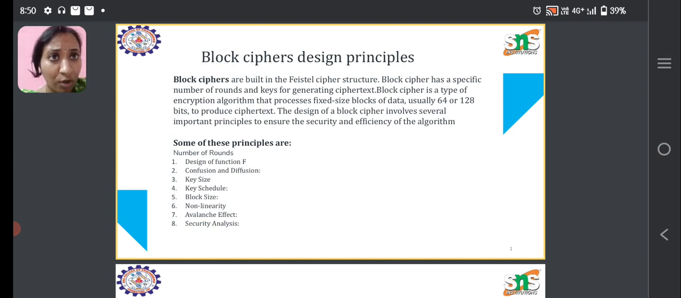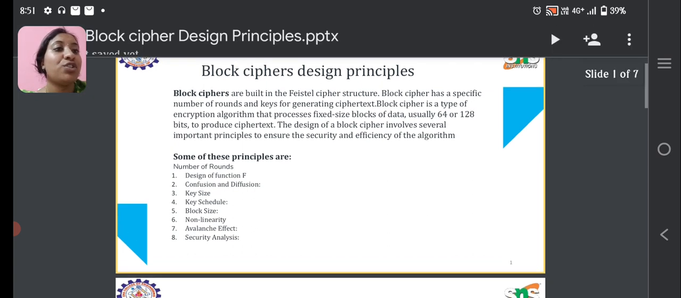Block ciphers are built in the Feistel cipher structure. A block cipher has a specific number of rounds and keys for generating ciphertext. A block cipher is a type of encryption algorithm that processes fixed-size blocks of data, usually 64 to 128 bits, to produce ciphertext. The design of a block cipher involves several important principles to ensure the efficiency of the algorithm.